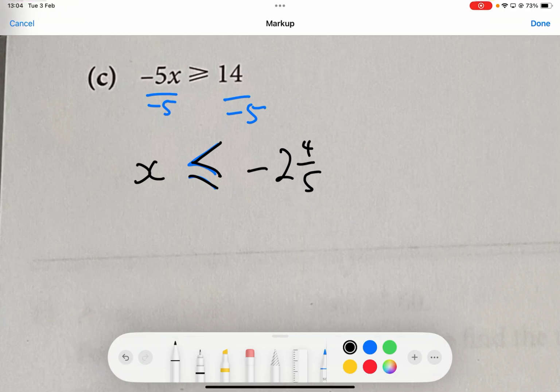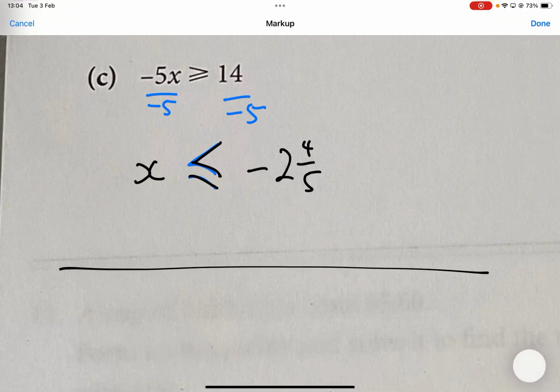Okay? Then we need to draw a number line. Draw a line, put in some numbers. This time round, I want my x. My x is smaller than this number. Our number line is always smaller when we go to the left, bigger when we go to the right. So I must have an arrow going this side because I want smaller than. So my x is smaller than or equals to negative 2 and 4 over 5.